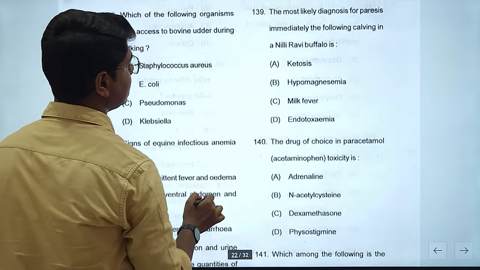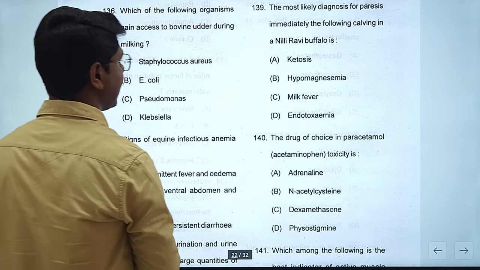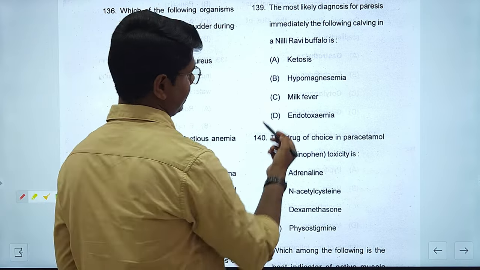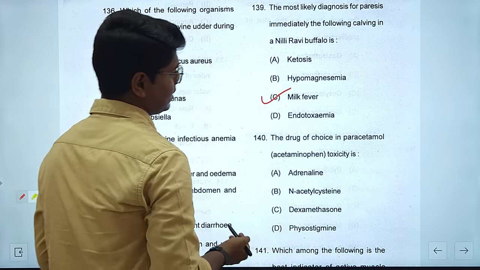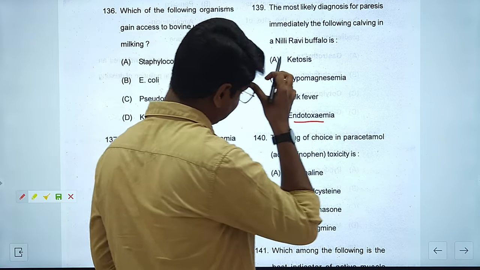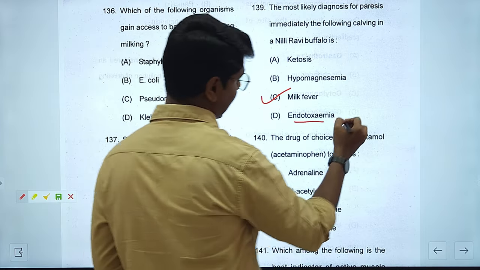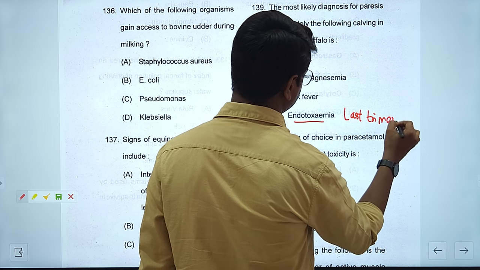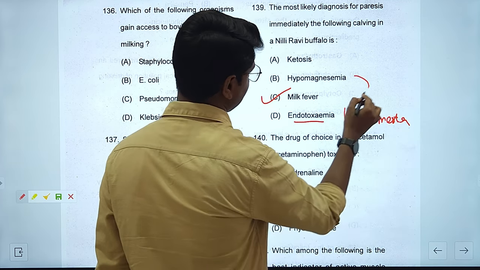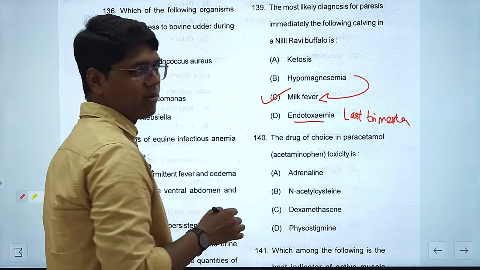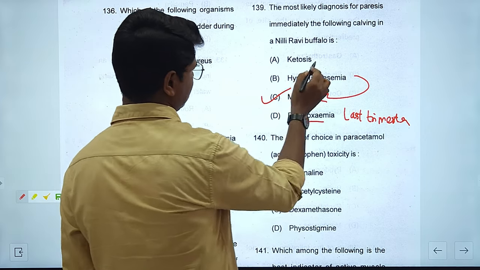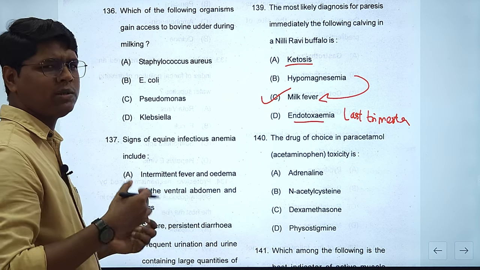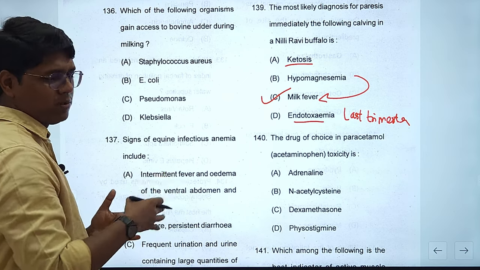Next question. The most likely diagnosis for paresis immediately following calving in a buffalo is milk fever. Endotoxemia, or you can say pregnancy toxemia, usually you will find in the last trimester. Hypomagnesemia can complicate the milk fever. You may find coexisting ketosis. Usually it is not found just after calving, although sometimes the ketosis will be long term.